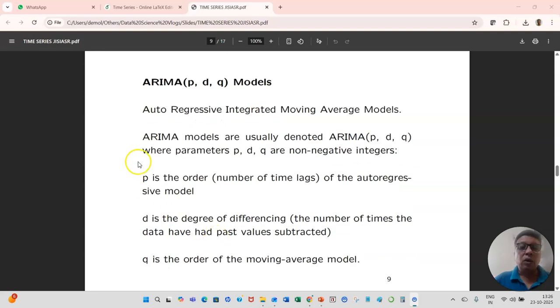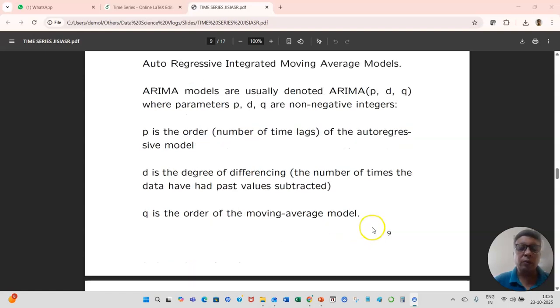ARIMA(p,d,q) models, autoregressive integrated moving average models. ARIMA models are usually denoted ARIMA(p,d,q), where parameters p, d, q are non-negative integers. p is the order of the autoregressive model, d is the degree of differencing, the number of times the data have had past values subtracted. q is the order of the moving average model.